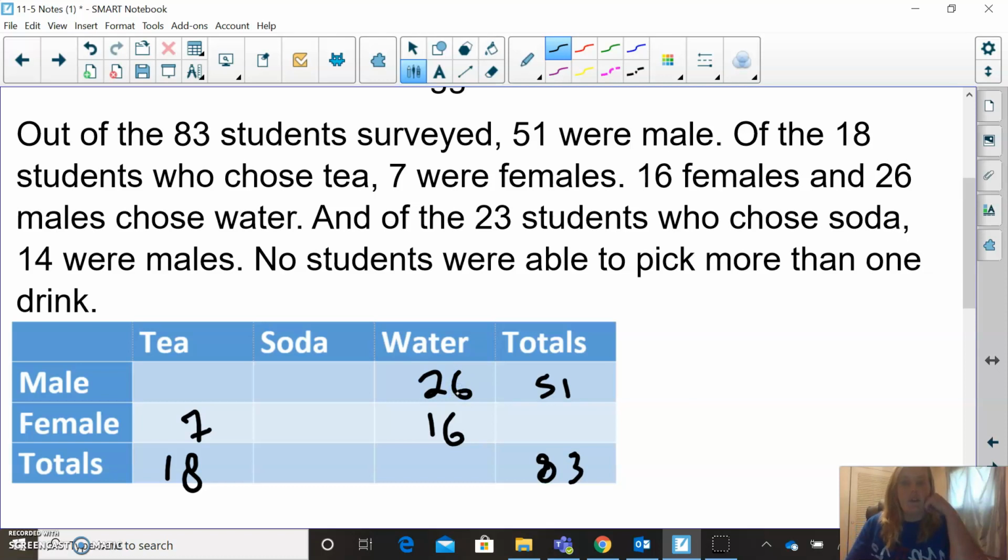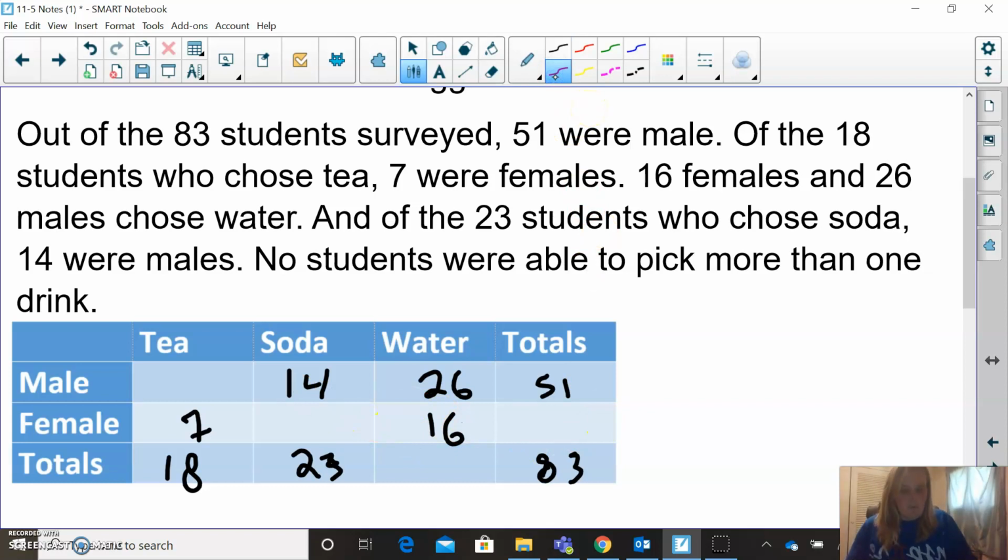And 23 students who chose soda. So we have 23 students in total that chose soda, but 14 of them were male. No students were able to choose more than one drink. So we can actually use all these values to figure out the blanks in our table. Okay, there's a couple blanks, but we can figure it out.